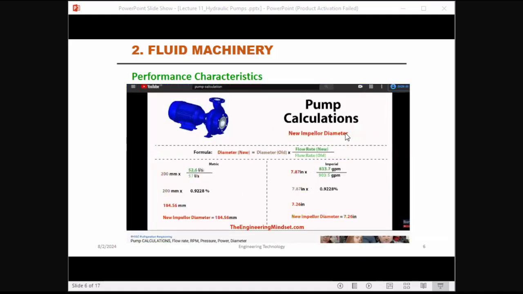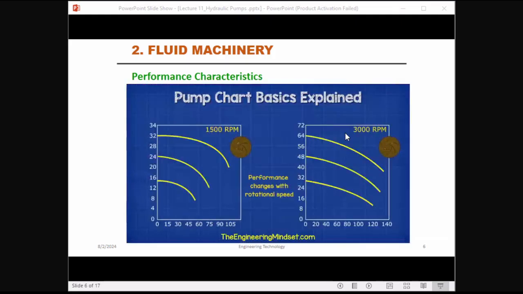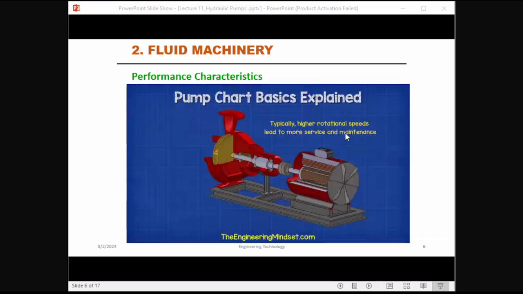We've covered this previously in worked examples, links down below for that. Rotational speed. Some pump manufacturers will provide separate charts for operating the pump at different rotational speeds. We can then compare the performance to get a close match and then find an electrical motor which will suit our needs. Typically speaking, higher rotational speeds lead to more service and maintenance, so where possible it's good practice to choose a lower speed pump that meets our system requirements.